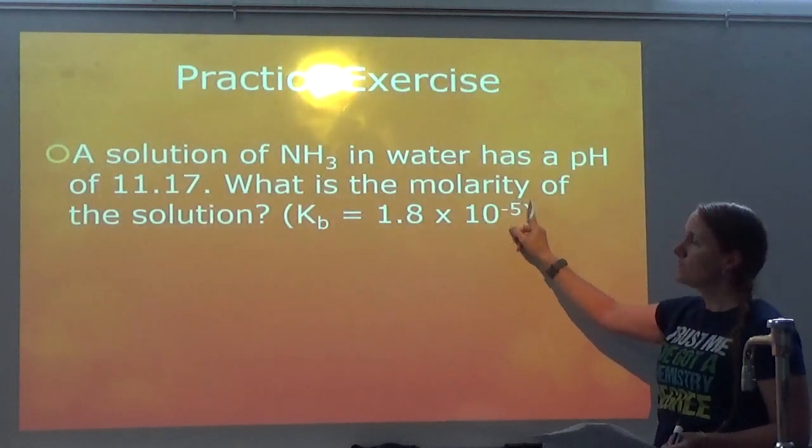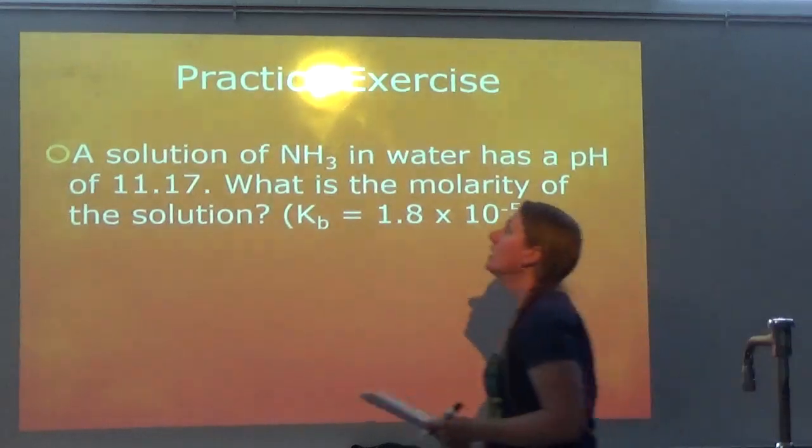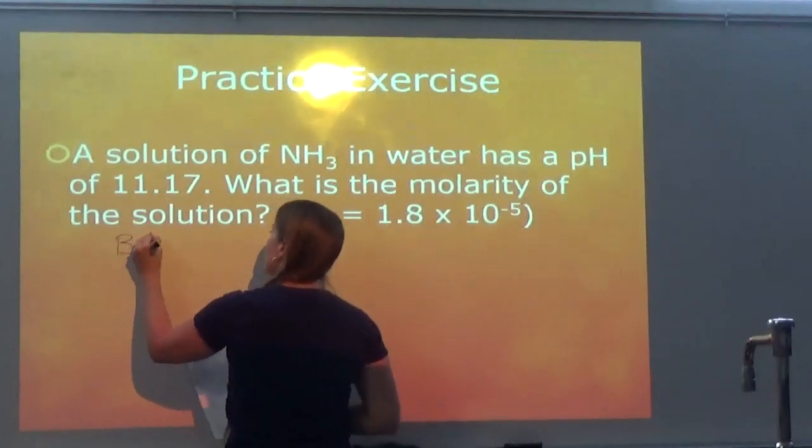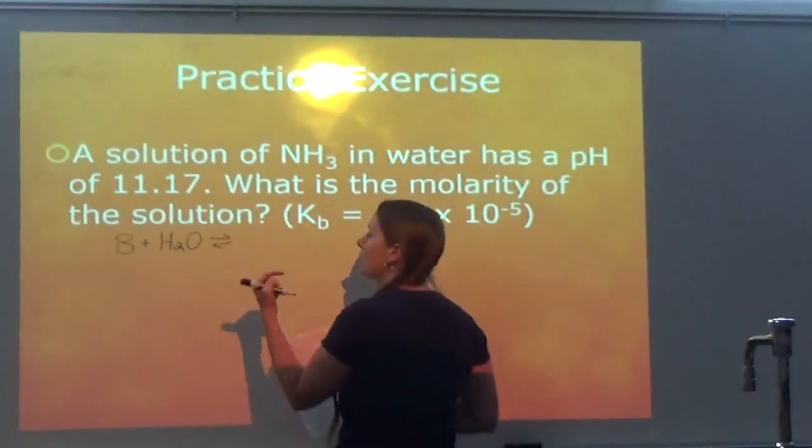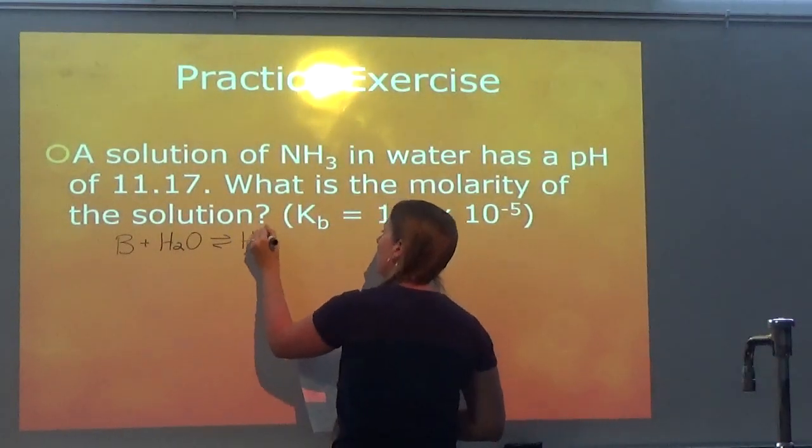Alright, so it says a solution of NH3 in water has a pH of 11.17. What's the molarity of the solution? And it gives me the Kb value. Alright, so I'm going to just use my generic formula. Remember, you can write out the generic reaction, you can write out the actual reaction if you want to.